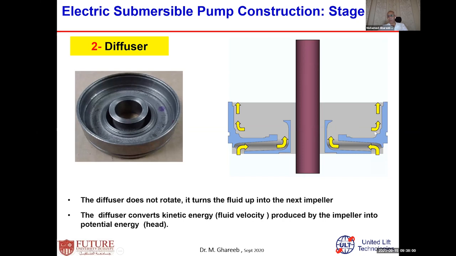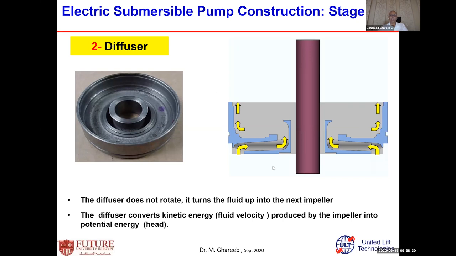The impeller sends the fluid again to the diffuser, and the diffuser sends the fluid to the next impeller, and so on. Then the diffuser converts the kinetic energy, which was imparted and generated by the impeller, the fluid velocity produced by the impeller, into potential energy, into head. It takes all that energy and converts it to head.